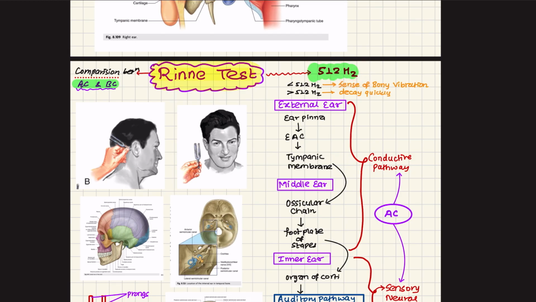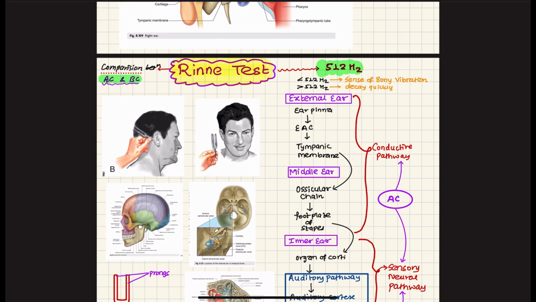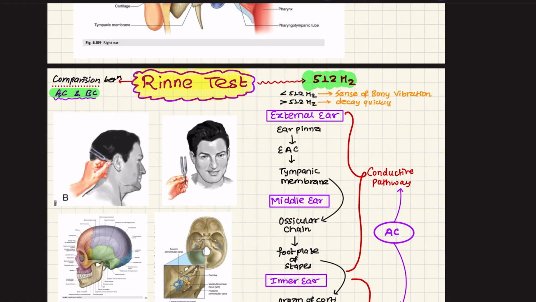If we use greater than 512 Hz frequency, then the sense of bony vibration is felt by the patient, which makes them irritated. If we use greater than 512 Hz frequency tuning fork, it will decay quickly, which we don't want. In Rinne's test, what we do is first make the patient comfortably sit, greet the patient, take the consent, and explain the whole procedure, and then ask the patient to raise his hand when he stops hearing the sound.